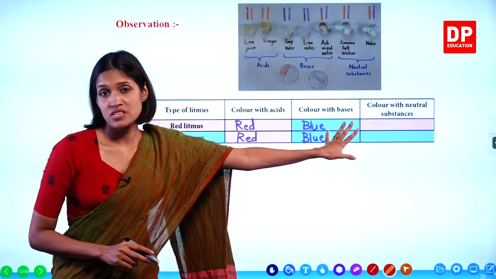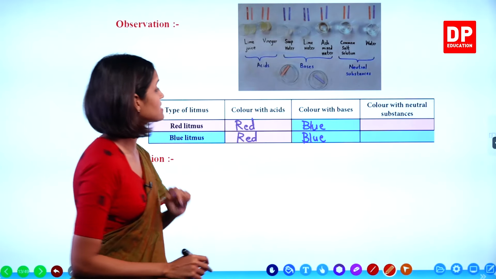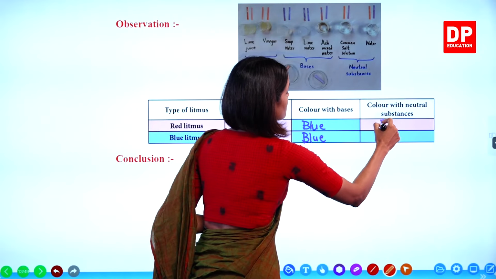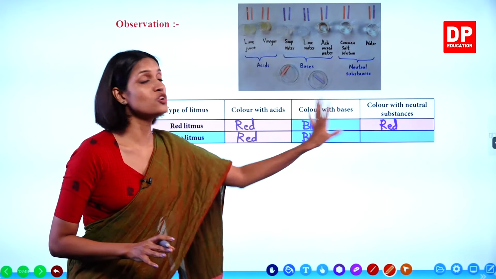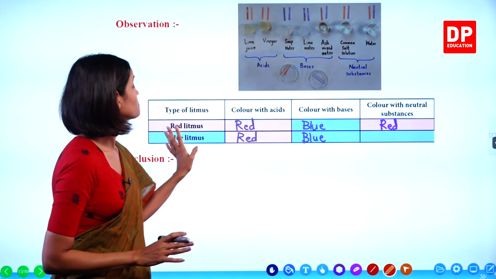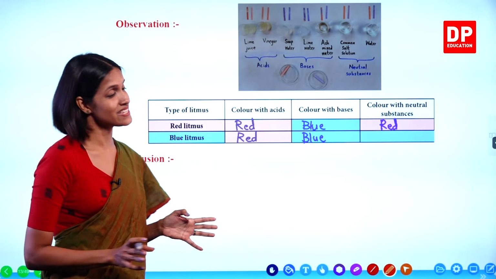With neutral substances, what happens to the red litmus? It does not change color, therefore it is still red. And blue litmus, it is still blue. It means blue litmus also does not change the color with the presence of neutral substances. Okay?